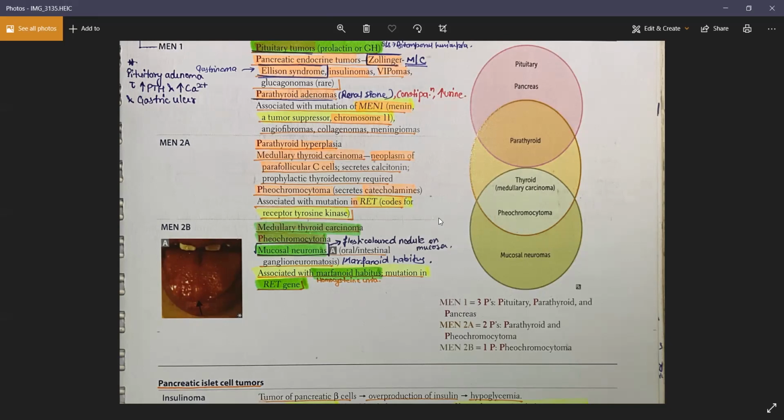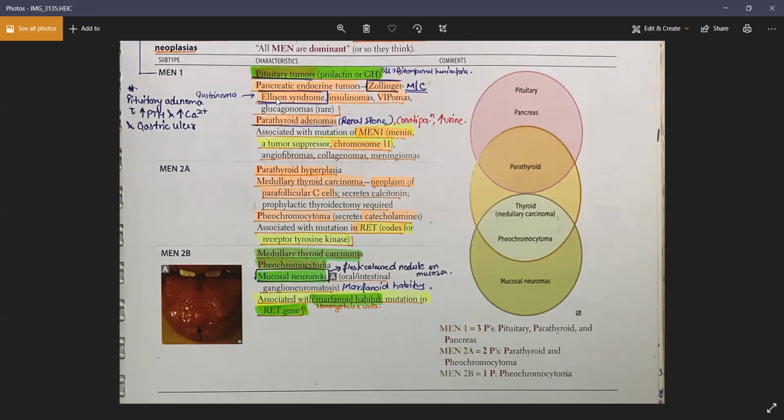Do we need to remember those angiofibromas, collagenoma, and meningioma in MEN1? Yeah, you can remember them, but I have never encountered any question on these three, so I just redlined them. You can remember them, no doubt. But I've never encountered any question with these tumors, so I just left them. Not an important one.